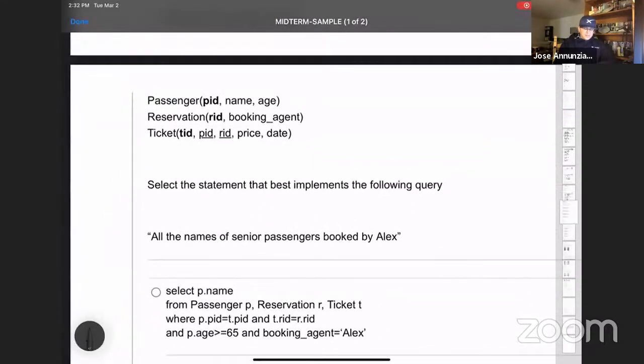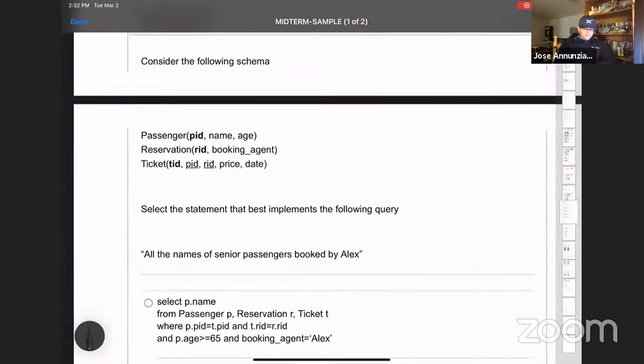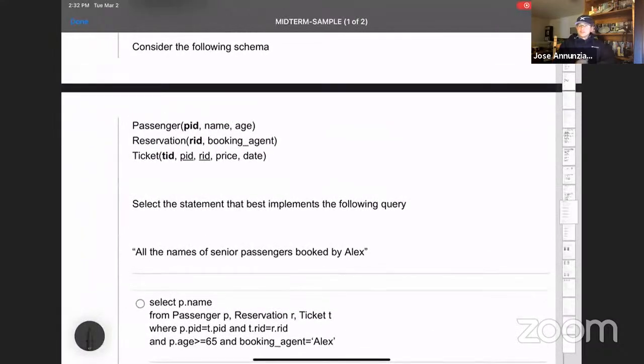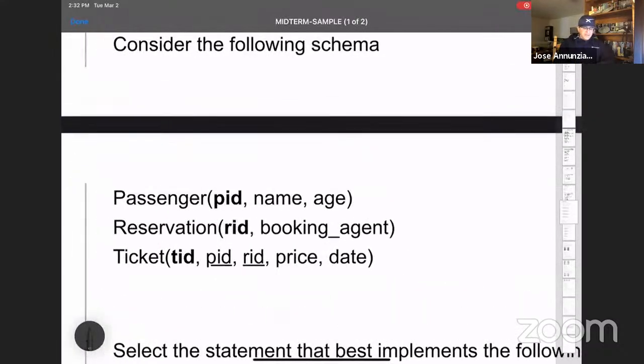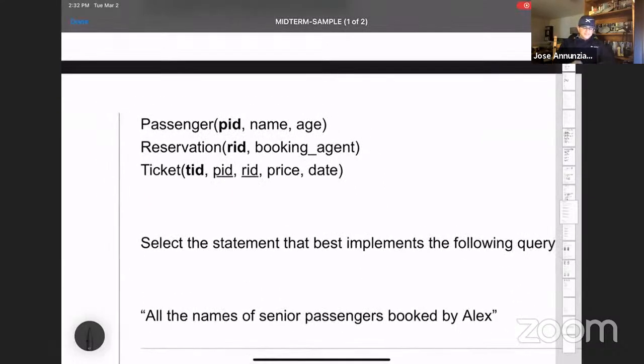Okay, so let's see. What's this about? This one says, now consider the following schema. We have 3 tables: passenger, reservation, and ticket. This is probably taken from the airline database, right? But displayed in this format. It says select the statement.